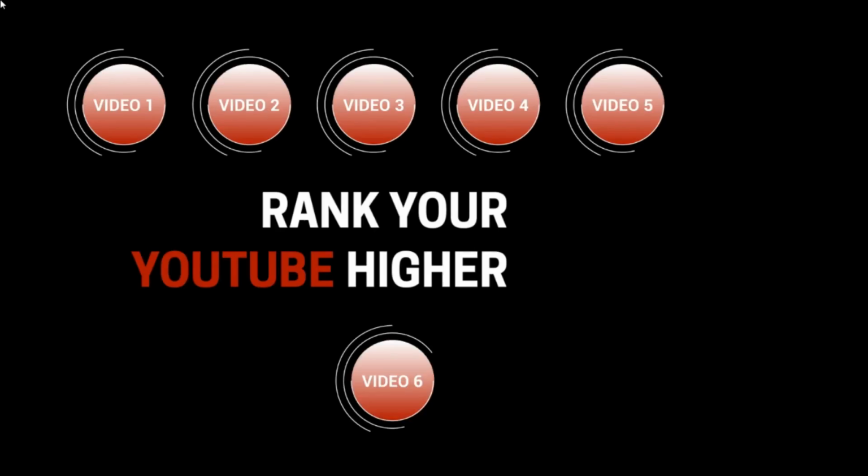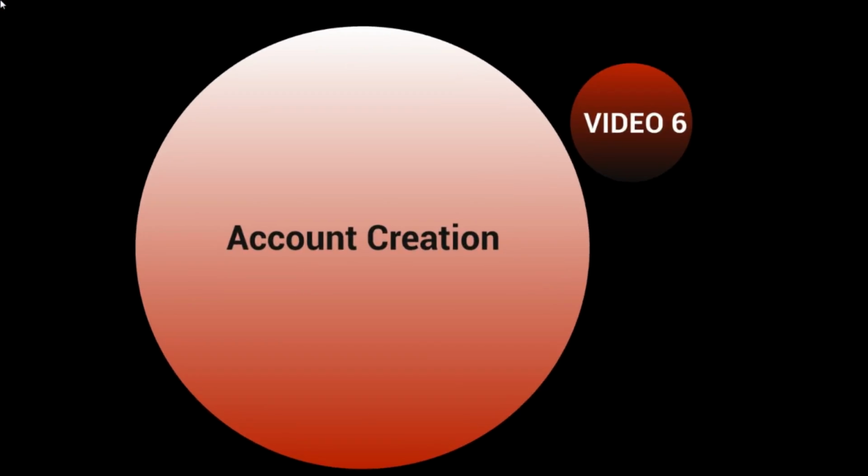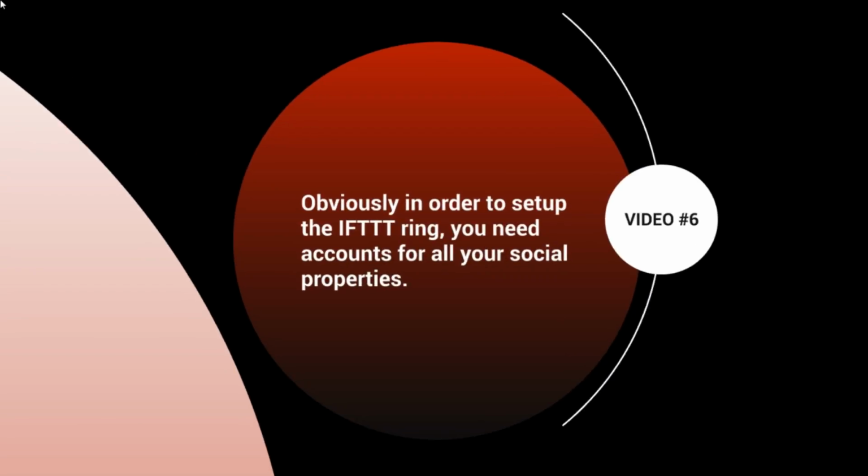Hello and welcome to video number 6, and we're going to talk about account creation. Obviously, in order to set up the IFTTT ring, you need to have accounts for all of your branded social properties. In other words, you need to have the username and password for Facebook, for Twitter, for all the other social media properties.